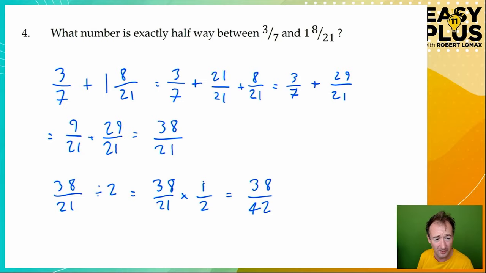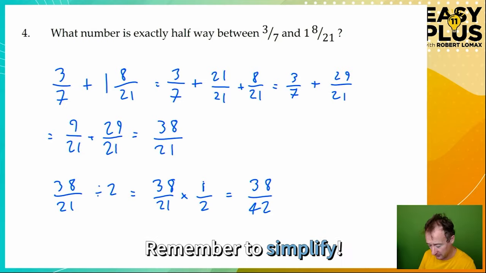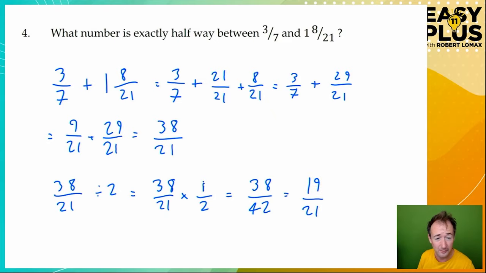So is this our answer? Almost. We have to simplify it. We can see that both these numbers divide by 2. And 19 is a prime number, so we can't reduce this any further. There's quite a lot of working there because we're dealing with some fiddly fractions, but the principle is really simple. If you want to find the value halfway between two numbers, you add them together, then divide by 2, which is another way of saying that we find the mean of those two numbers.